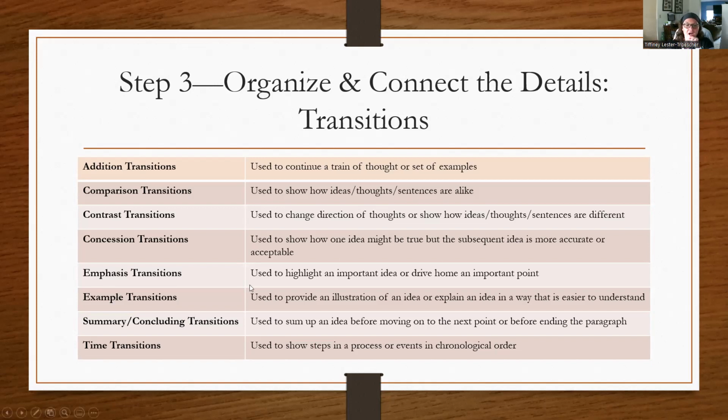All right. Emphasis transitions. These transitions are used to highlight an important idea or to drive a point home. Example transitions, exactly what it sounds like. They are a transition that's used to provide an example, to let your reader know you're providing an example. Summary and concluding transitions. These are used to sum up an idea before moving on to the next main point. Time transitions. We have already looked at these, but we'll look at them again. Those are used to show the steps in a process or events in chronological order.